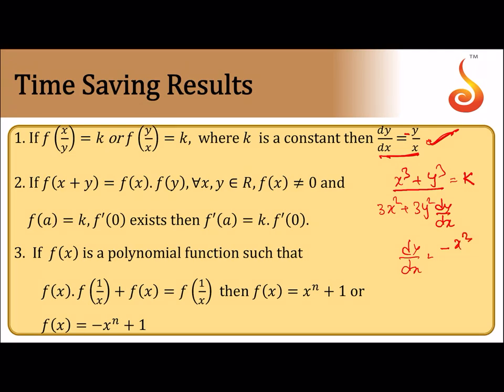In this case, it will be minus x by y, because this gives you 3x square plus 3y square dy by dx. So in this case, dy by dx will give you minus x square by y square. What they are talking about is x cube plus y cube by x cube minus y cube is equal to k.